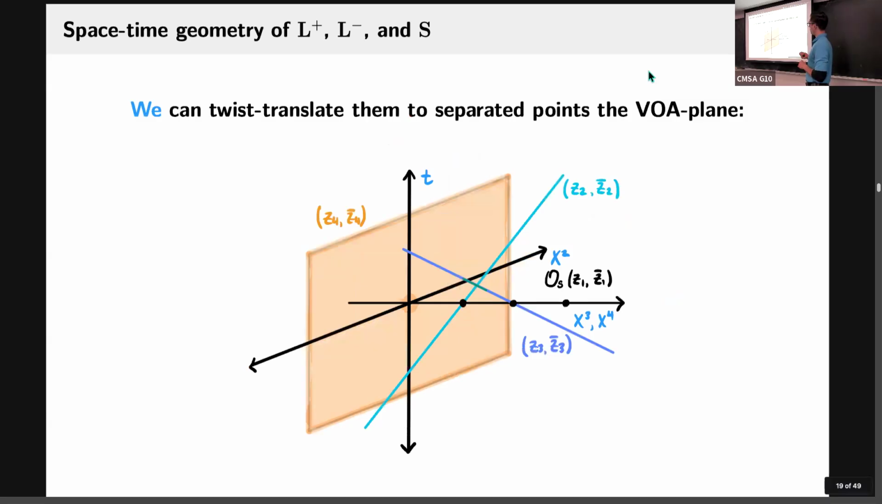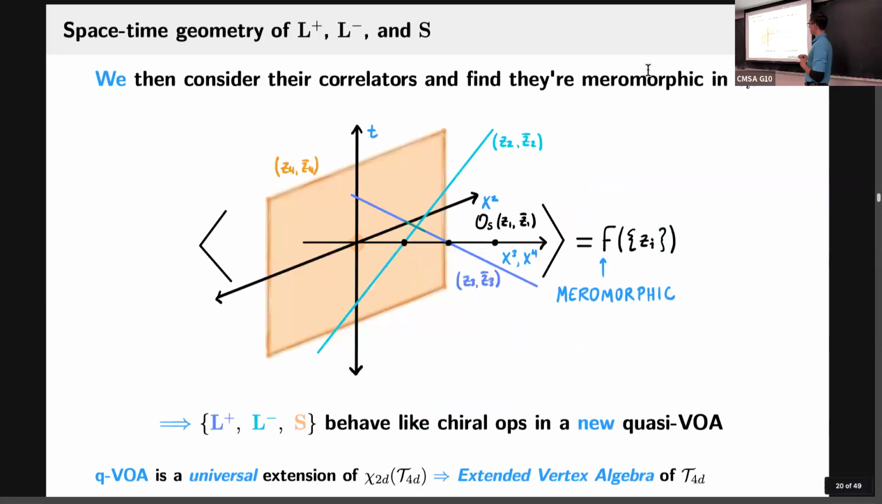And so what this means is that we can perform what's called a twisted translation of them to separated points in the VOA plane, where here I have a surface operator located at the origin. I've shifted my L plus line. I have the L minus line at some other coordinate, and I have a Schur operator there. And what we end up finding is that when you look at a correlation function with all these different insertions in there, you get some new meromorphic function that only depends on the Z insertion points of the operators in question. And so this is basically telling us that these descent operators, L plus, L minus, and S, behave like chiral operators in some new quasi-vertex operator algebra.